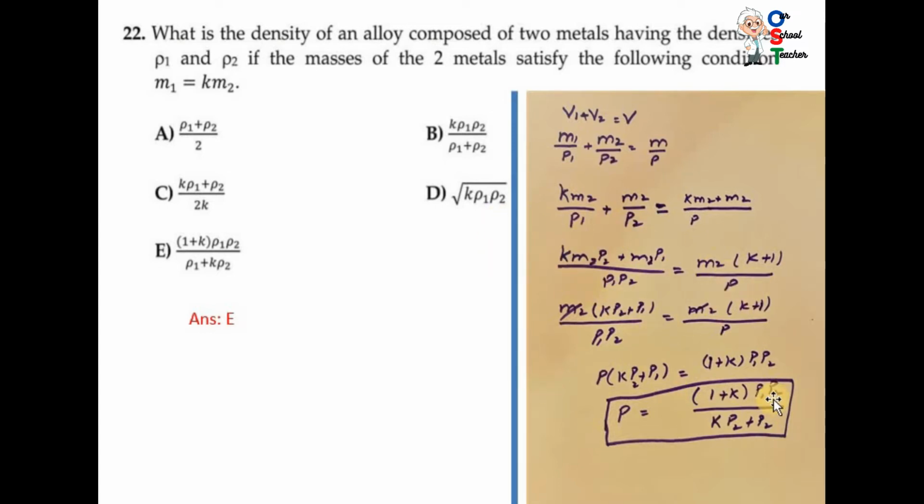So just do it, try to find the answer. So E is correct. When you reduce or use this formula, you know the cross multiplication, so do it.